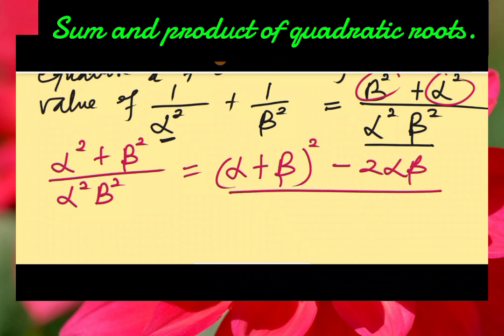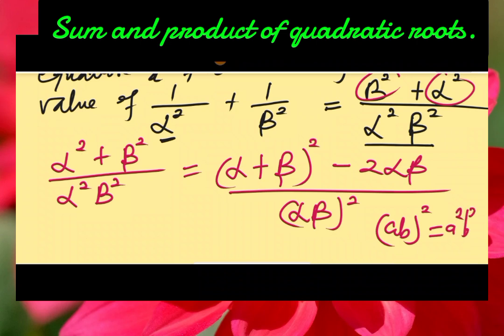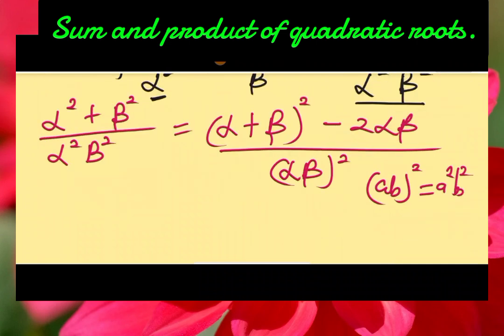Very good. Everything divided by alpha squared beta squared. This can also be written as alpha beta squared. Yes, according to one of the laws of indices, (ab) squared is the same as a squared b squared. Very interesting. Good. We need to get this value. We call it sum of roots because alpha is a root, beta is also a root. We need to also get the product of roots.